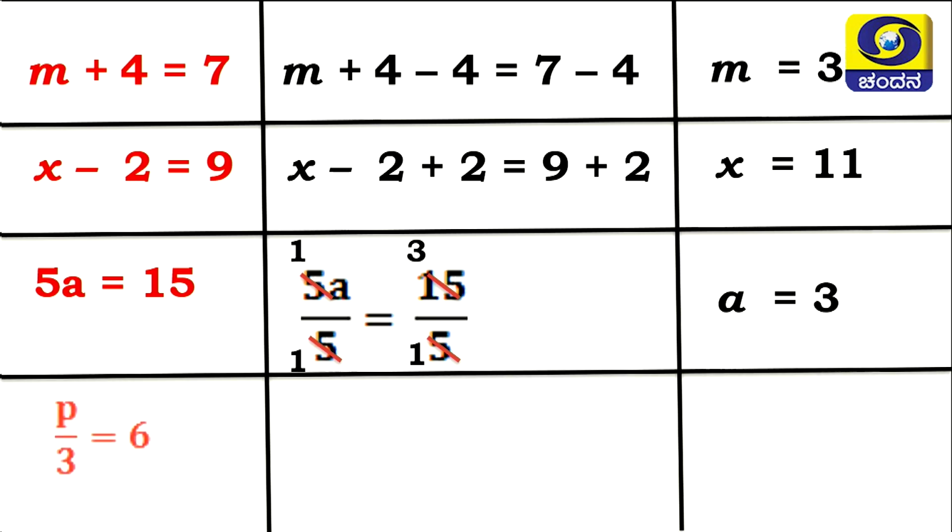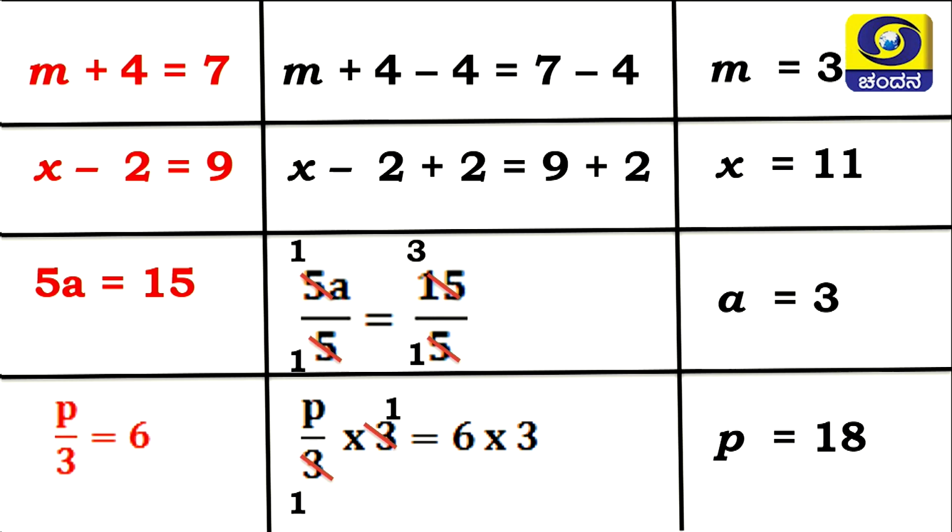Very good. Next one, p divided by 3 is equal to 6. Here division is given. What do we do? We must multiply by 3 on both sides, left side and right side. Then p by 3 into 3 is equal to 6 into 3. Then 3 ones are 3. What is remaining in LHS? Only p is remaining. Then in RHS, 6 threes are 18. Very good. Therefore, p is equal to 18.